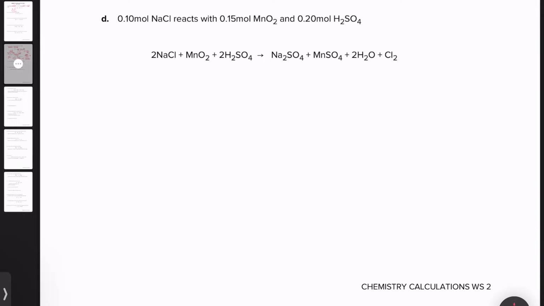Sodium chloride, 0.05. Good. So which product did you pick? Sodium sulfate. So 2:1, right? Yeah. So in the case of sodium chloride, it will produce 0.05. For 0.15 of this, it will produce 0.15. And for 0.2 of this, it will produce 0.10. So clearly, this is the limiting reactant.